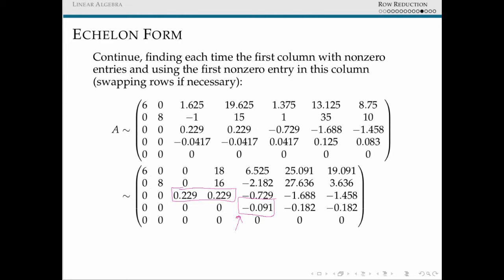Every leading entry, let me clear some of these out. If you look at our leading entries, they are 6, 8, 0.229, and this -0.091. Those 4 leading entries all have every entry below them in their column set equal to 0, and all leading entries of rows before a given row we're examining occur to the left.